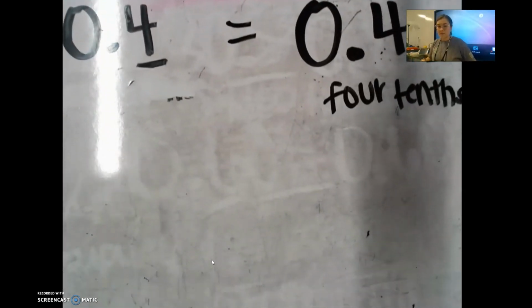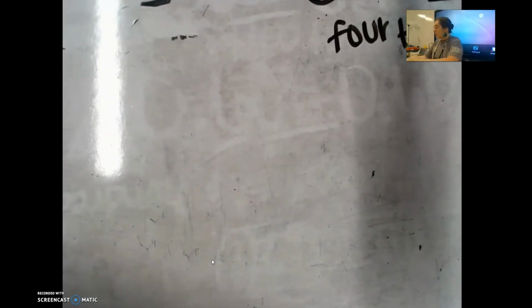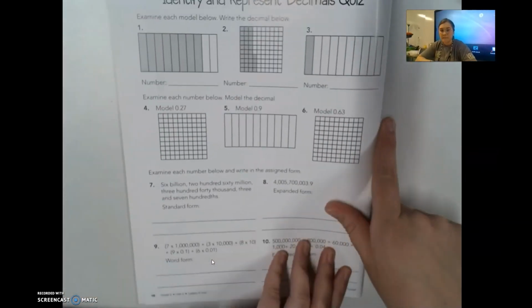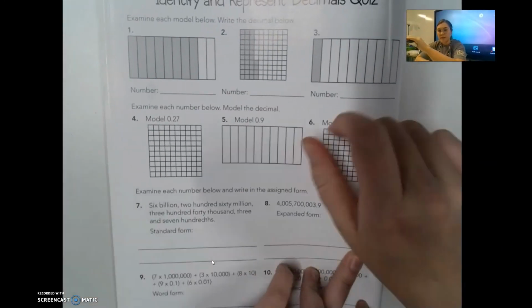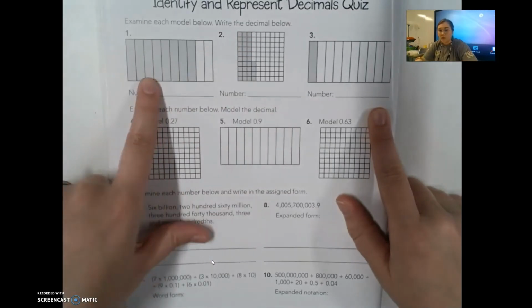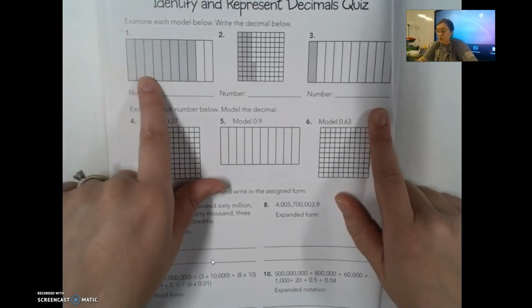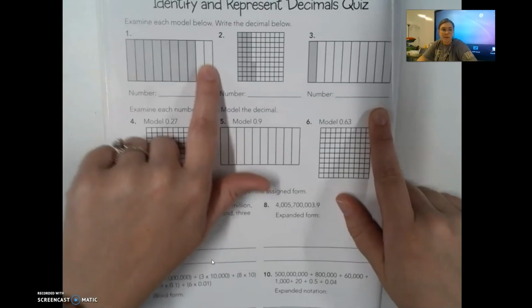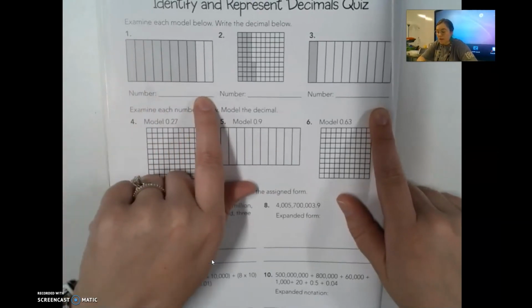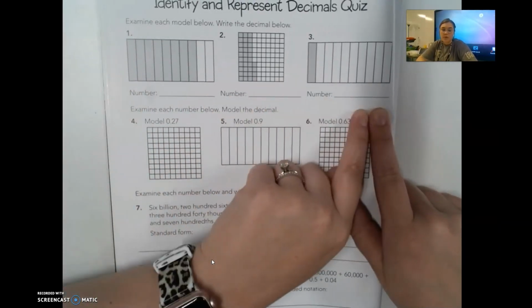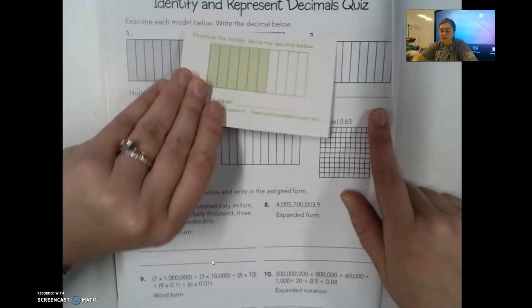Okay, so today for your assignment, it's going to look like a quiz, but it's not a quiz. I'm not grading it like a quiz. It's just a normal worksheet. It looks like this. So it says, examine the model below and write the decimal. So just like what we just did, you will look at the model, which is just the picture, and you will write the decimal that it is, just like we just did with these cards.